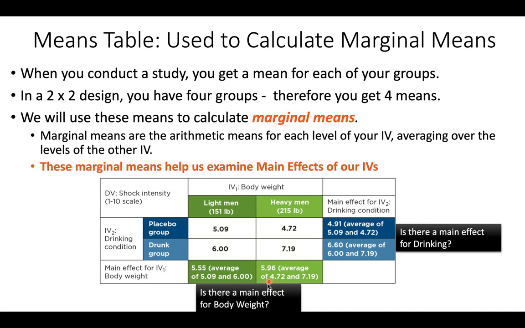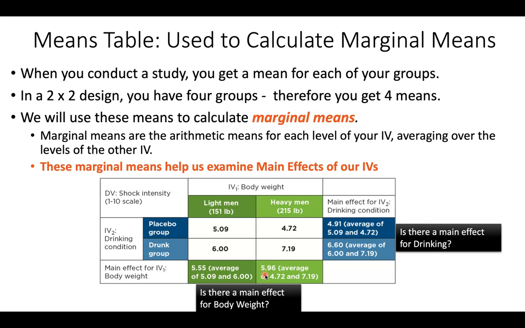Okay, so let's consider body weight. Heavy men, it looks like on average, are slightly more aggressive than light men. They are higher: 5.96 is a larger number than 5.55. But we also want to consider the scale of our dependent variable. This is a 1 to 10 scale, and we have a difference of 0.41, so almost half a point. It's something, it's not nothing, but it's not enormous. It's not dramatic. So maybe there's a main effect here.